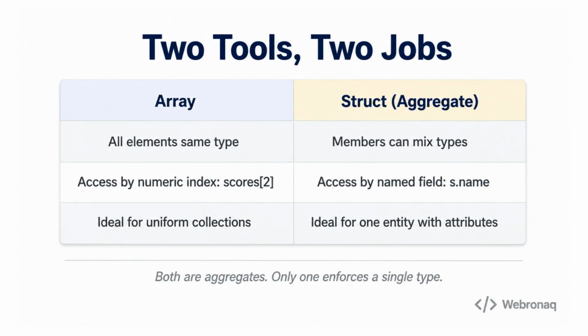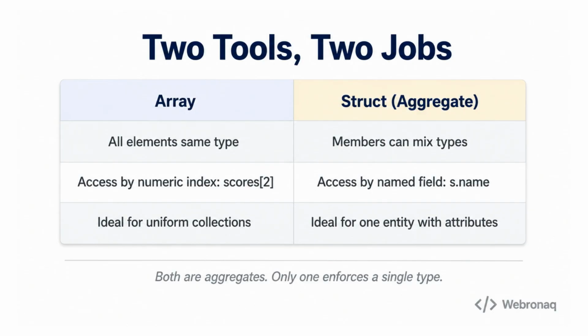Here is the interesting part. Once you see these two concepts side by side, the decision about which to use becomes obvious. Arrays enforce a single type across every element, and you access them by numeric index. So scores at index 2 gives you the third score, which in our example is 95. Structs, on the other hand, let members have completely different types, and you access each member by its name, like s.name or s.score. Arrays are the right tool when your data is a uniform collection of the same kind of thing. Scores, pixel values, temperature readings.